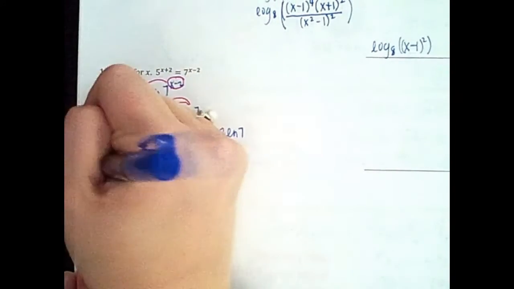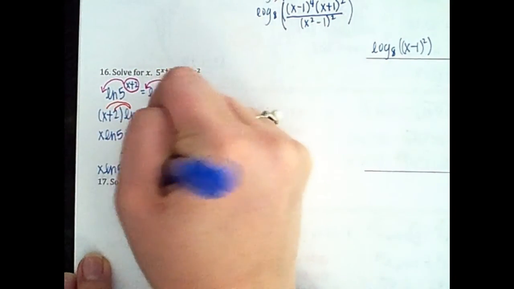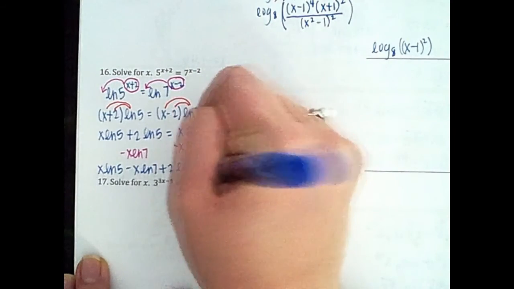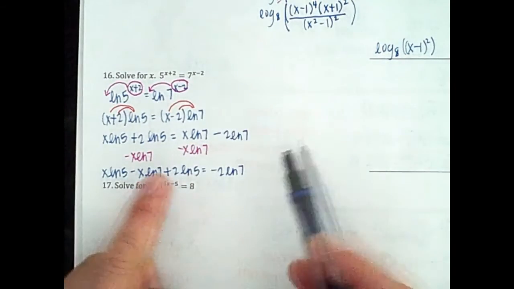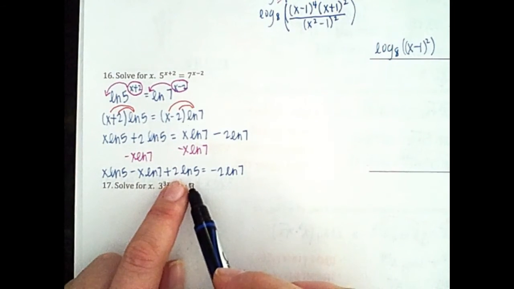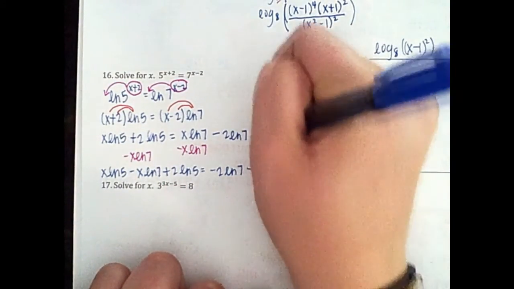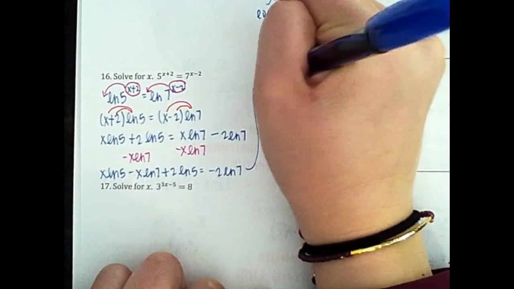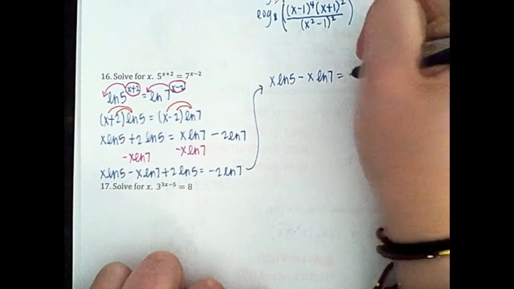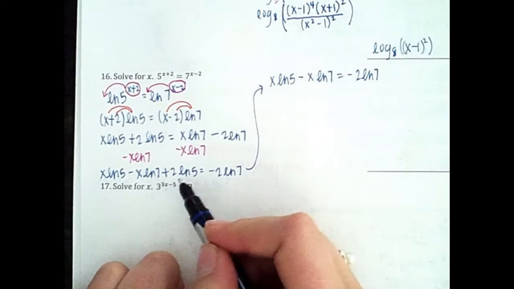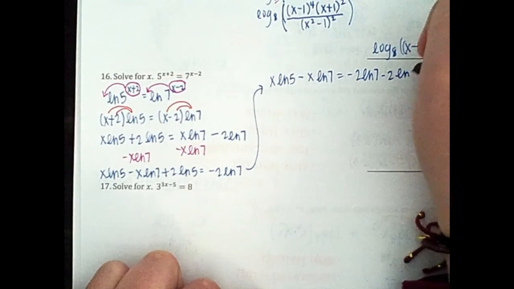And so I have x ln of 5 minus x ln of 7 plus 2 ln of 5 equals negative 2 ln of 7. Okay, so I moved all my x terms over. Now this guy doesn't have an x term, so I want to move it over by subtracting 2 ln of 5 to both sides. So I'm going to finish that up here. So x ln of 5 minus x ln of 7 equals negative 2 ln of 7. Now remember, to move this over to this side, we have to subtract it, so minus 2 ln of 5.